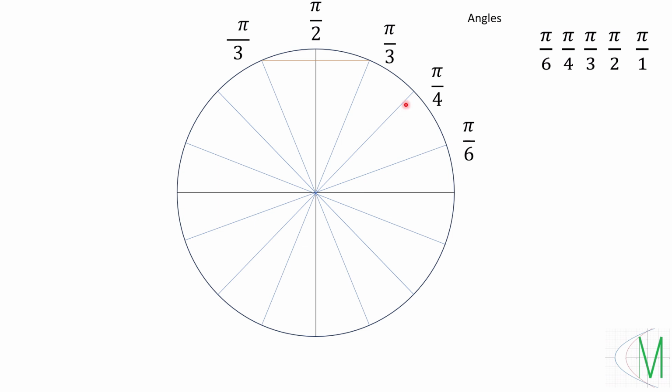I can do the same thing for these other lines. I can start at pi over 4, draw a horizontal line over, and that means that angle there is a pi over 4. I can do the same thing, start at pi over 6, draw a horizontal line, and where it meets is going to be another pi over 6.